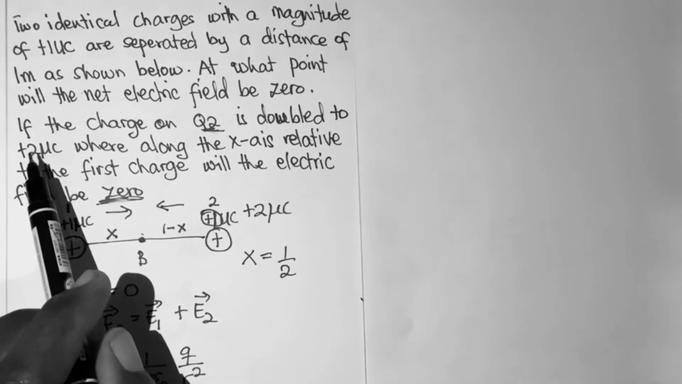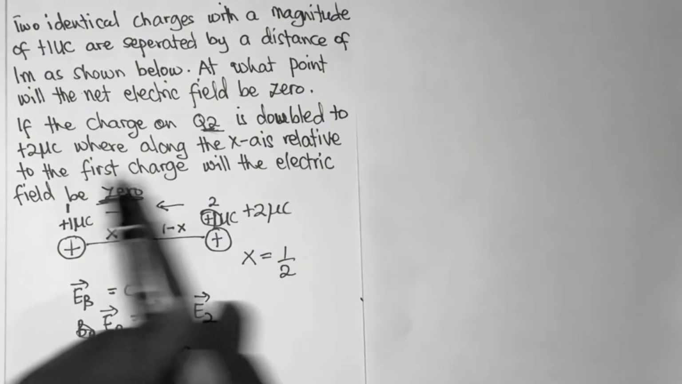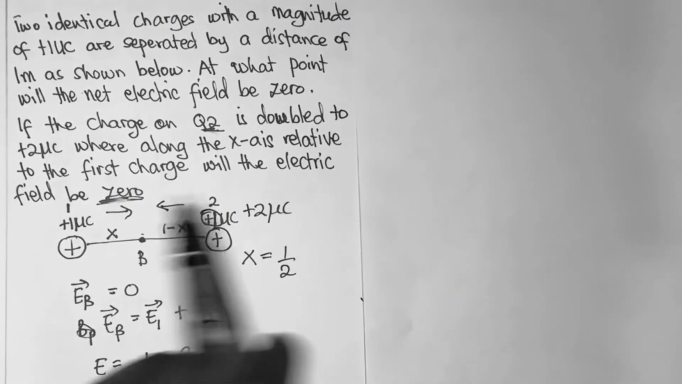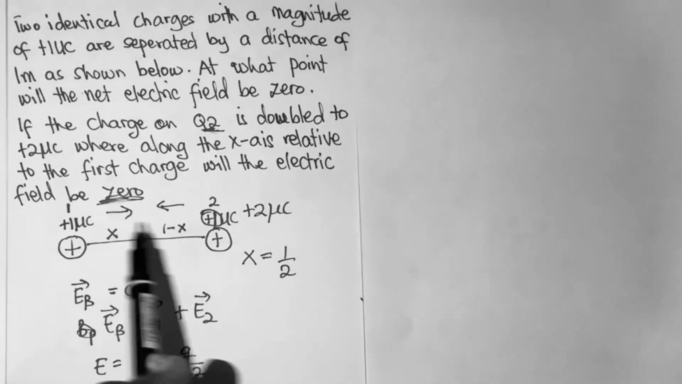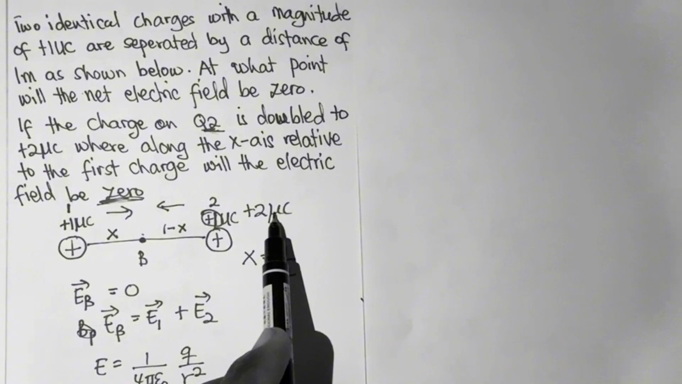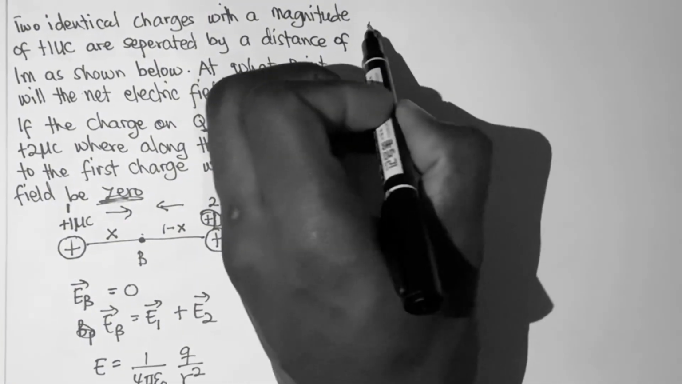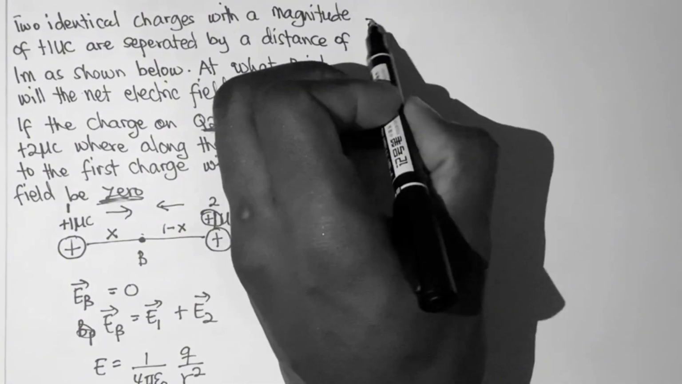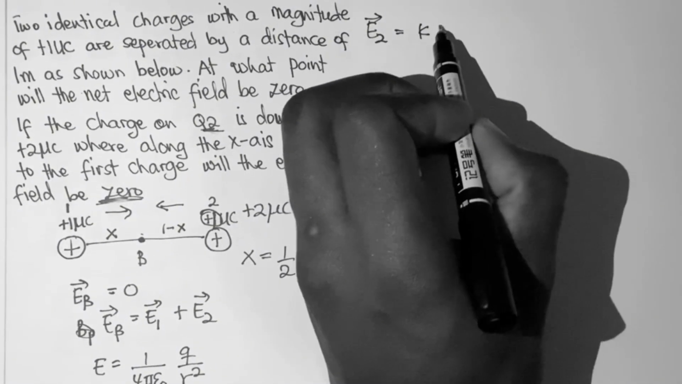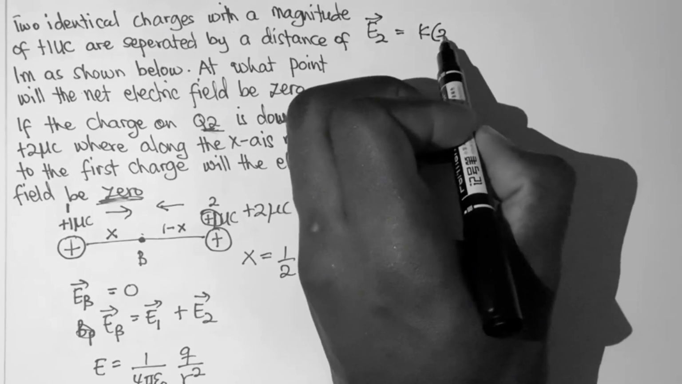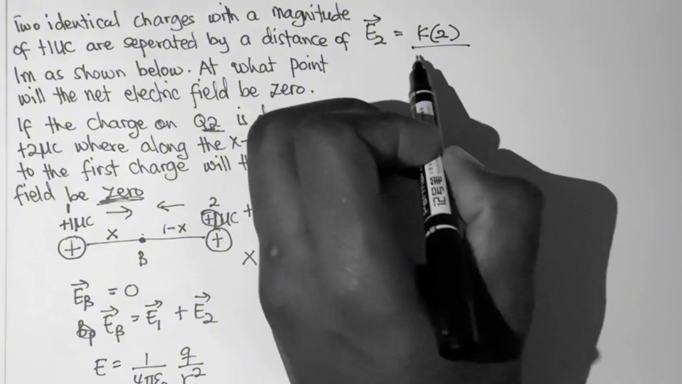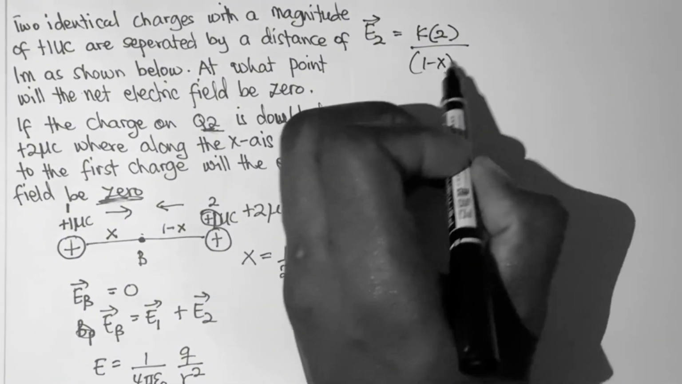The second part of the question says if the charge on Q2 is doubled to plus 2 microcoulombs, where along the x-axis relative to the first charge will the electric field be 0? So everything remains the same, just that the plus 1 microcoulombs is now plus 2. So let's recalculate the electric field of the second charge. So E2 becomes K, then times the charge. The charge now becomes 2 microcoulombs divided by (1 minus x) all squared.